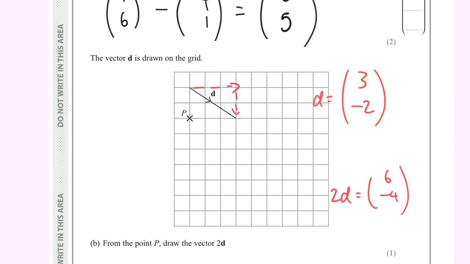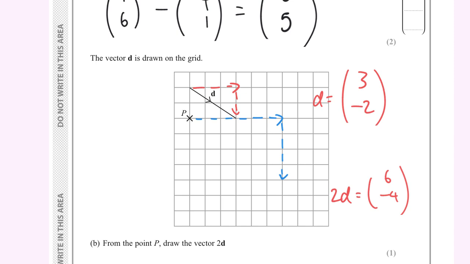So we need to go across 6. 1, 2, 3, 4, 5, 6. In fact, I'll do it as a dotted line. 1, 2, 3, 4, 5, 6. And then down 4. So 1, 2, 3, 4 to there. Just double check. 1, 2, 3, 4, 5, 6. 1, 2, 3, 4. Smash in.